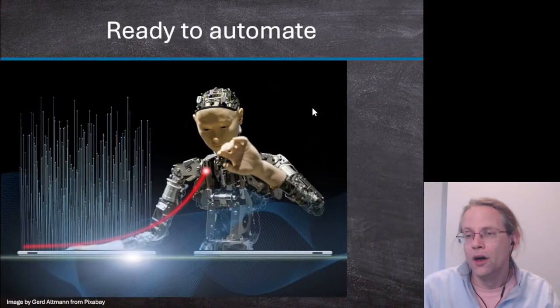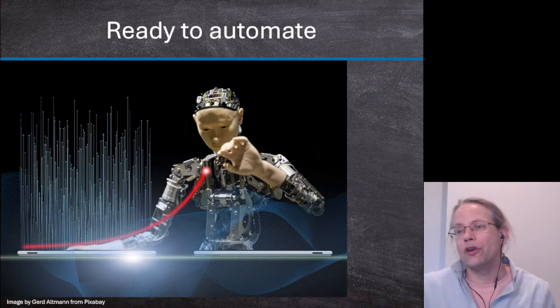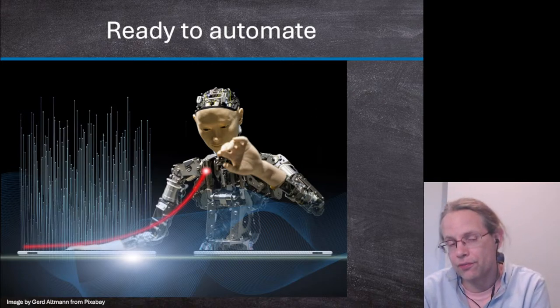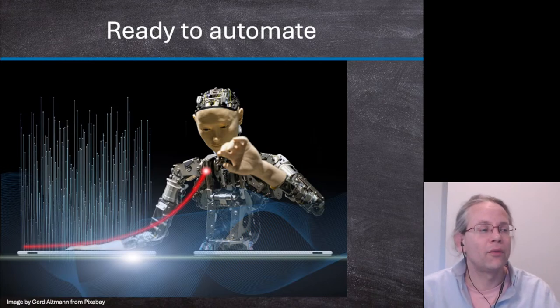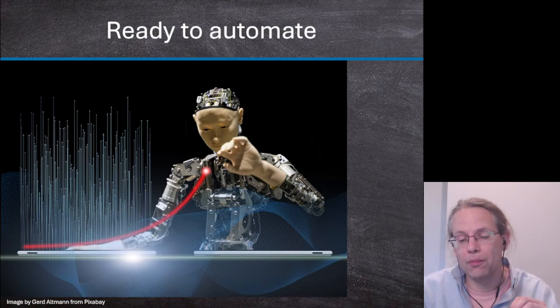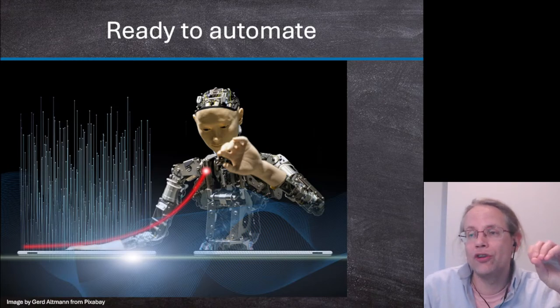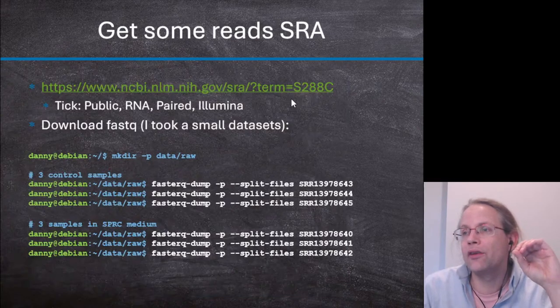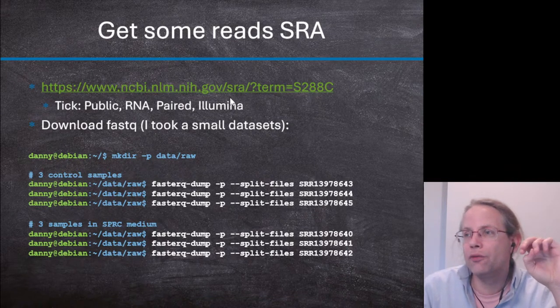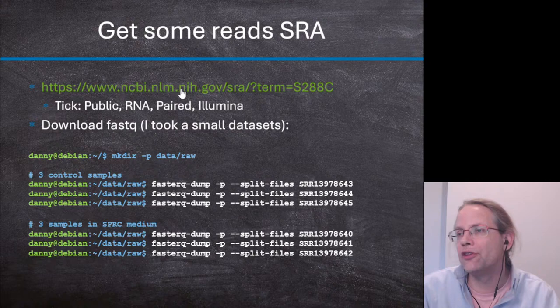All right, so from this point on, we will start automating all of our steps, right? Because we want to build a pipeline. We have to build a pipeline which is completely computational. So that means that if we wanted to get reads from the SRA, right? The thing that I did is I went to Ensembl or to NCBI to find a suitable data set. So I just took a very small data set that I could find.